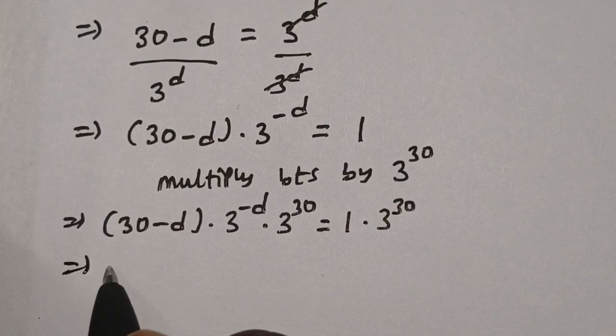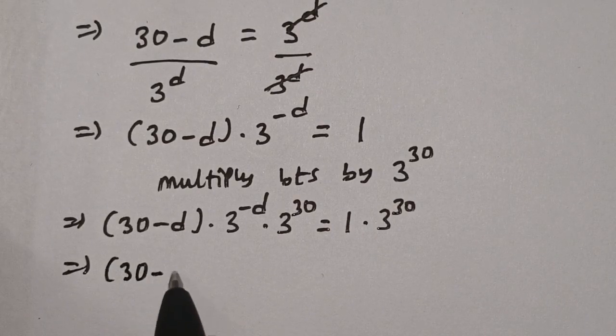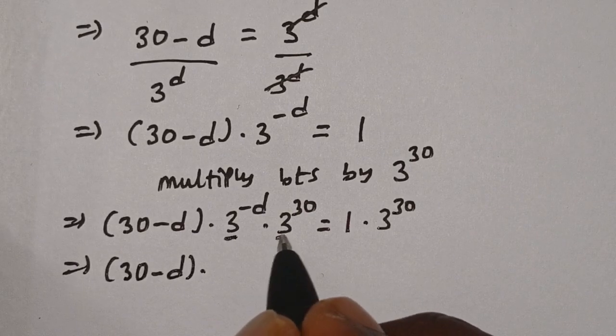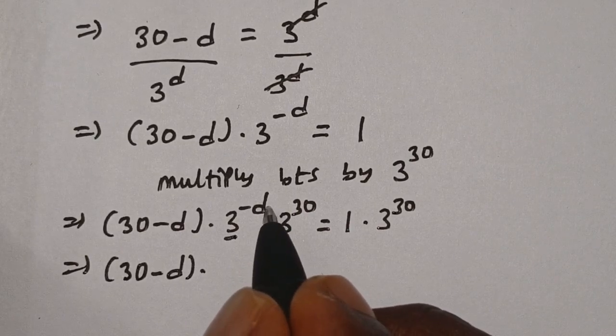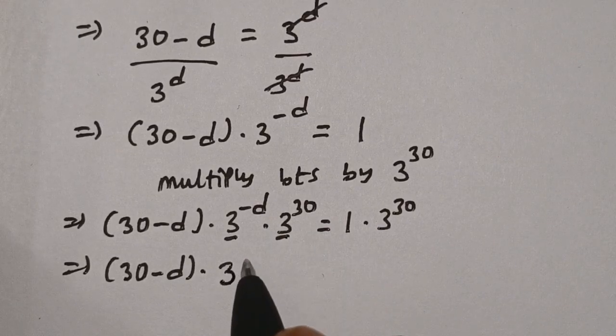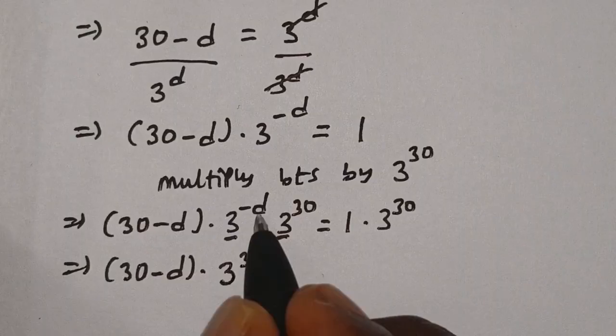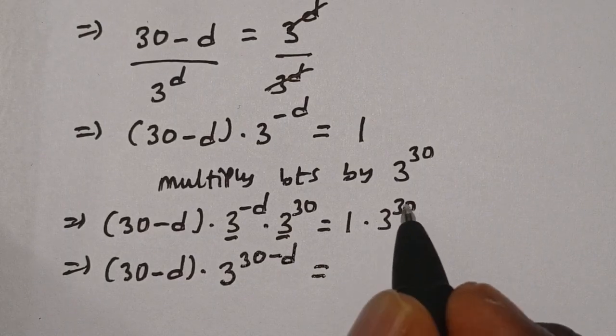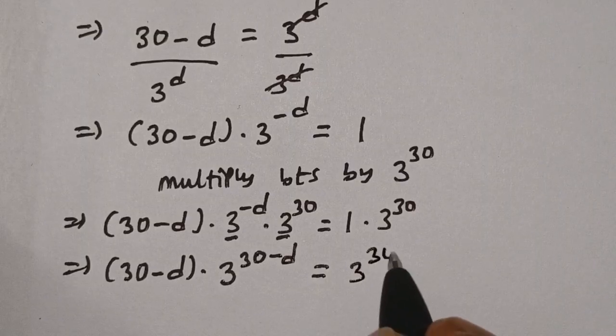This implies that 30 minus d times, we can combine these two guys. They have the same base, so we just add the power. So that will be 3 to the power of 30 minus d is equal to 1 times 3 to the power of 30.